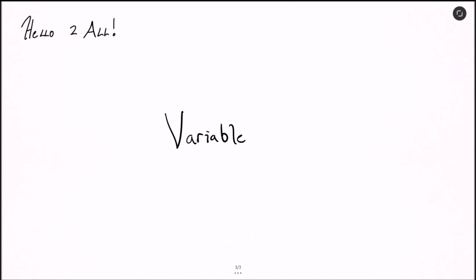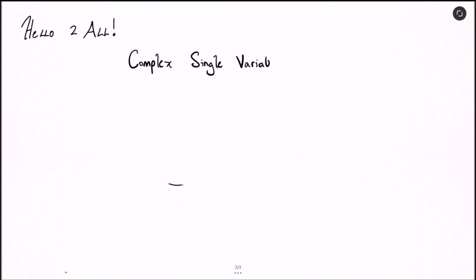For anyone who doesn't remember and doesn't want to rewatch the last video, a variable is a letter or symbol that stands in for a number that we don't know the value of. Usually we use the letters x or y, and in the case of basic algebra, you really only need to worry about these two variables. Today, we're just going to go through complex single variable equations. Well, what does that mean? Well, all that means is that we'll only need to worry about x in this case.